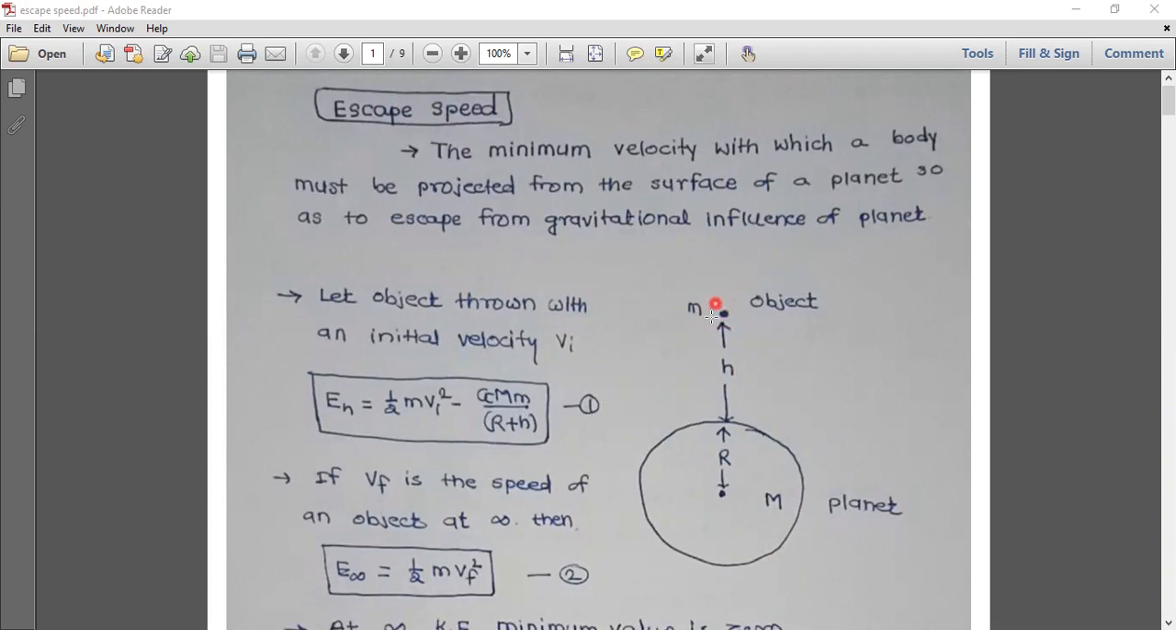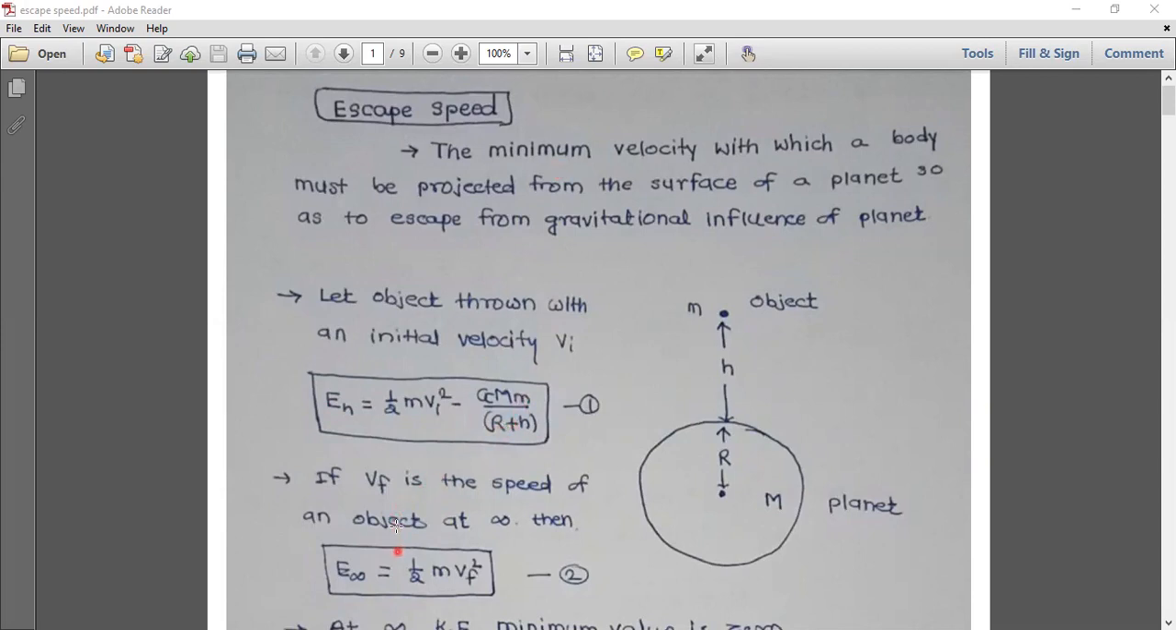Then at this point, this body will have kinetic energy as well as gravitational potential energy. If we add them, you will get the total energy, and that is what I have written here. Total energy Eh is equal to half m vi square minus GMm by r plus h, because gravitational potential energy is always negative. Okay, right.